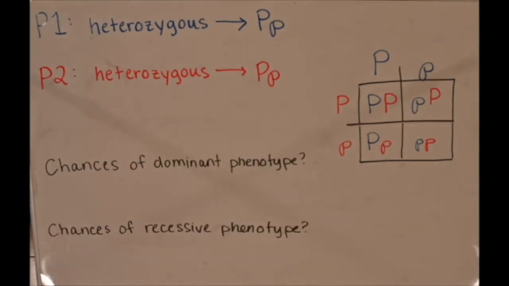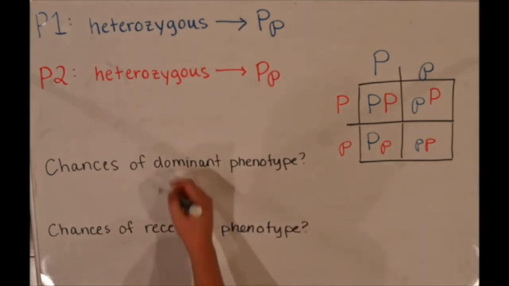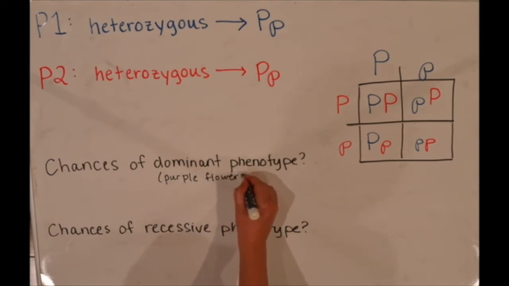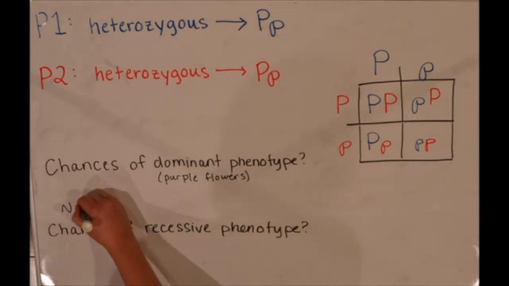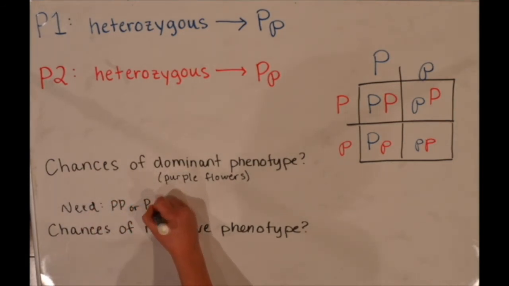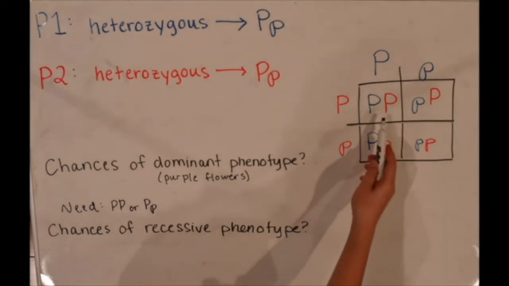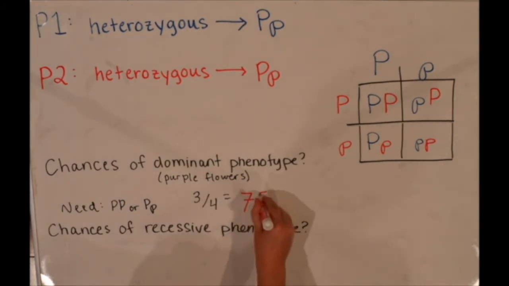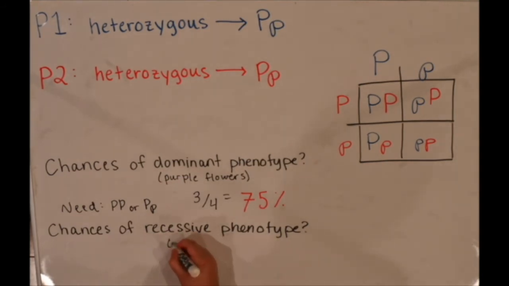The next 2 questions problem 2 asks us are the chances of the dominant phenotype, or getting purple flowers, and the chances of getting the recessive phenotype, which we know is white flowers. So, what do we need to get purple flowers? Let's see, we know that we would need any genotype with a dominant allele, so that will be either the homozygous dominant genotype or the heterozygous genotype. There are 3 instances of these genotypes in the Punnett square out of the 4 possible genotypes, so we've got a 75% chance of getting that purple flowers dominant phenotype.